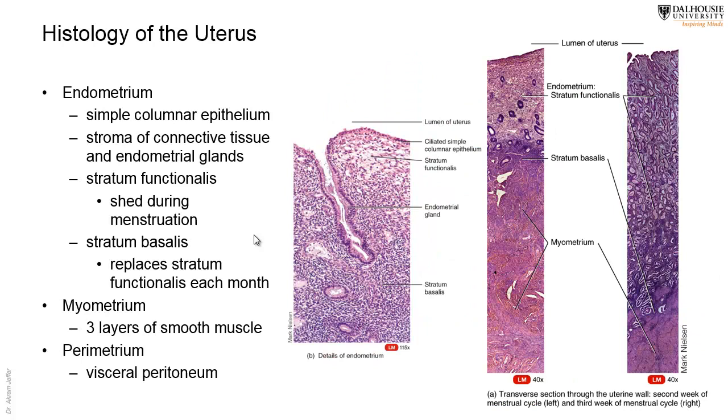The uterus, histologically speaking, has three walls. There is the inner layer, which is called the endometrium, and then the myometrium and perimetrium. Remember, endocardium, myocardium. So we usually use these terms to express the names of the layers. The endometrium here is a simple columnar epithelium. And below the epithelium, there is a stroma of connective tissue.